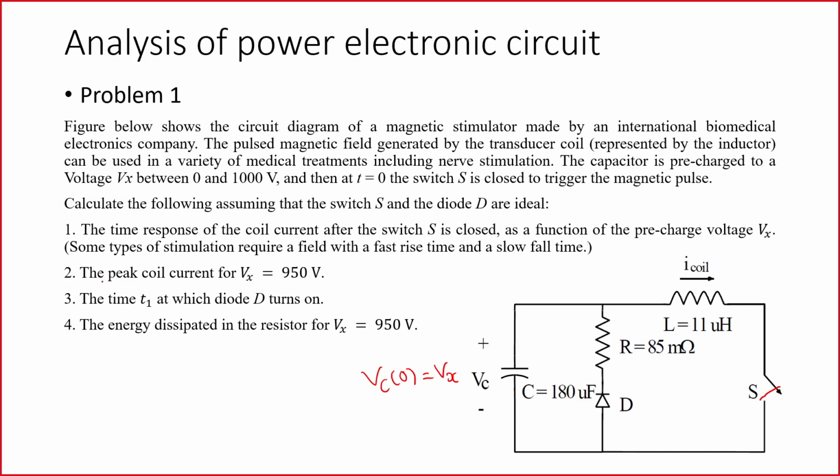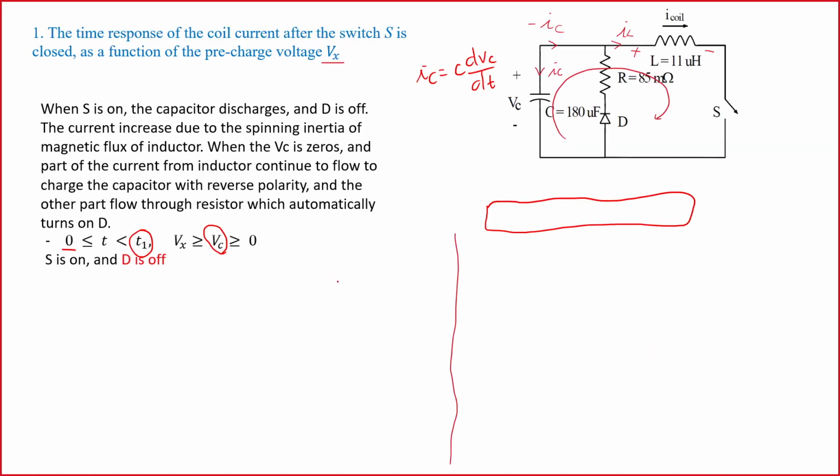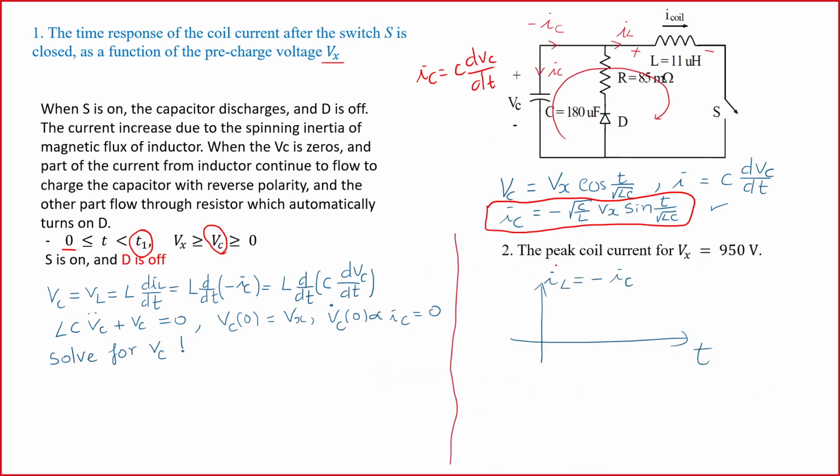Now question number 2: peak coil current. Peak means the maximum current, if the initial voltage of the capacitor is 950 volts. So IL is minus IC here, and you see that this is a sine function, and the minus of this gives plus here. If you draw the sine function, you get something like this, starting from 0.